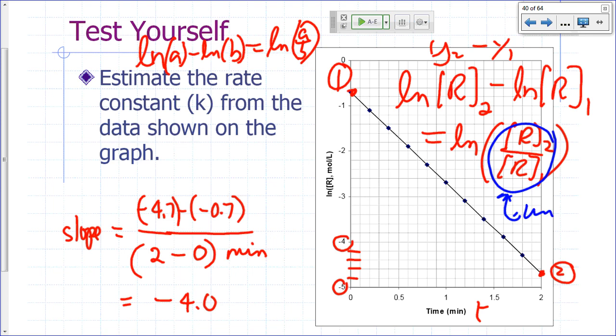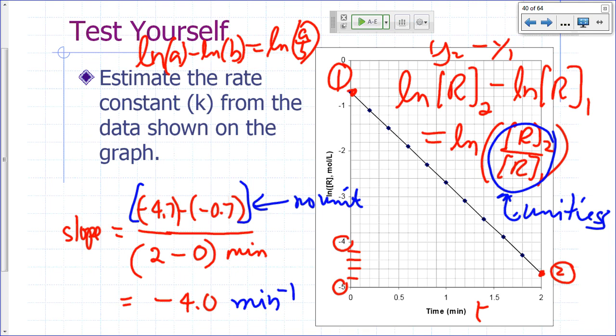So this is unitless. Anytime you plot logs, and when you're calculating changes along that scale, the change along that scale will be unitless. So this is unitless up here. This number has no unit overall. So the unit for the whole thing for the slope is just negative 4 per minute, since the denominator has a unit of minutes.